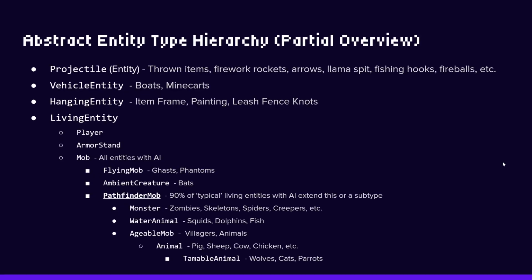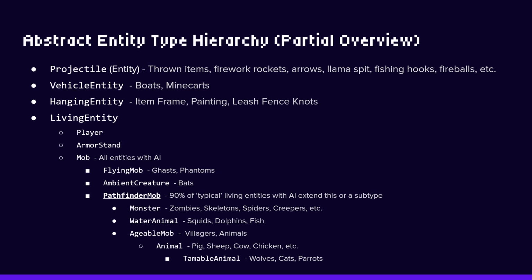And then this is a more visual view of the type hierarchy of entities in Minecraft. Everything here extends Entity, and you have things like projectiles and vehicles and item frames and stuff like that that are just entities. And then underneath that you have LivingEntities, and underneath LivingEntity there's players, armor stands, and then Mob, everything under Mob. So those are the three types of living entity.